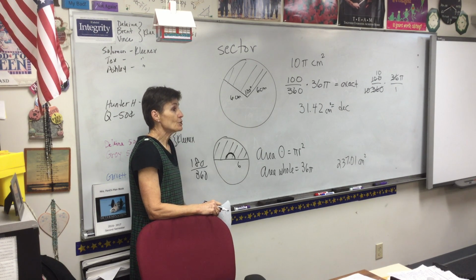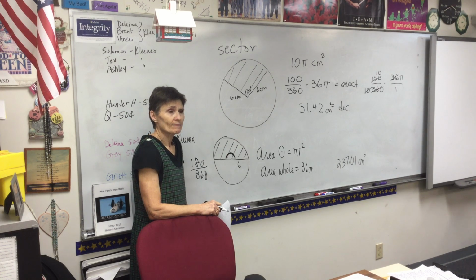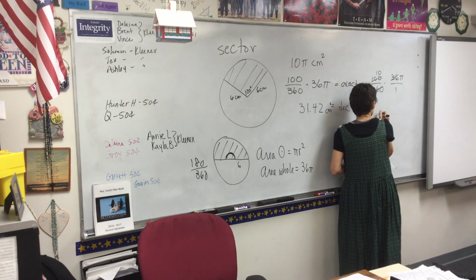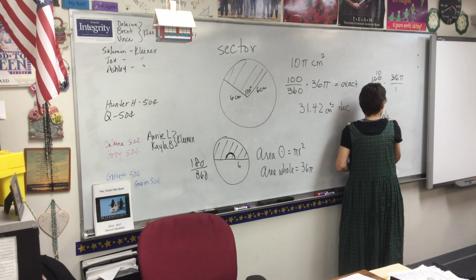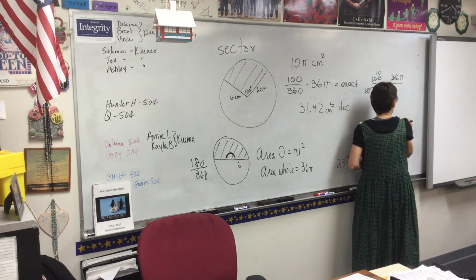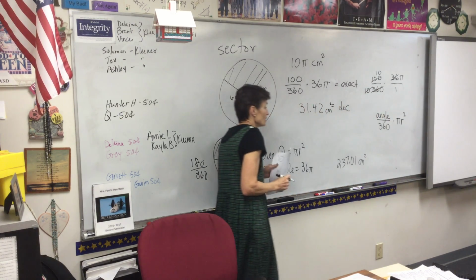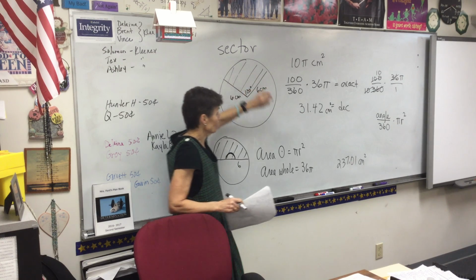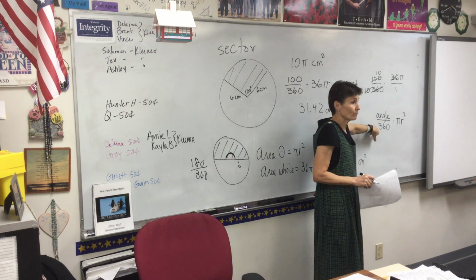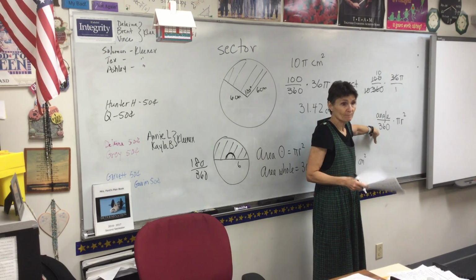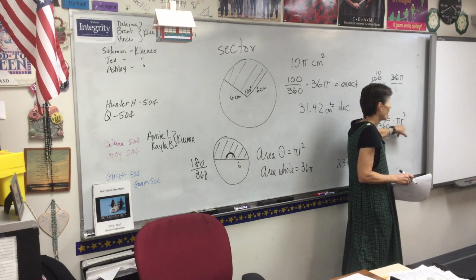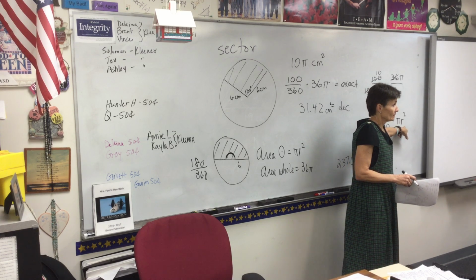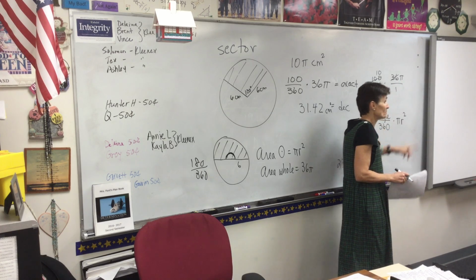So what do we write on our note card for the area of a sector? One of the formulas for the area of a sector is the central angle over 360 times pi r squared. In our case, it was 100, but whatever the angle is over 360 times pi r squared, and r is, of course, the radius. Okay, so angle over 360 times pi r squared.